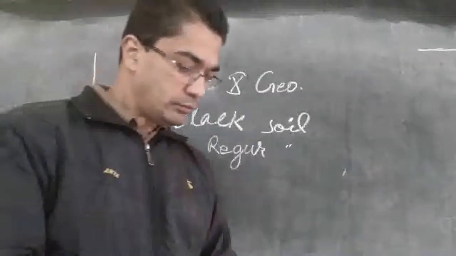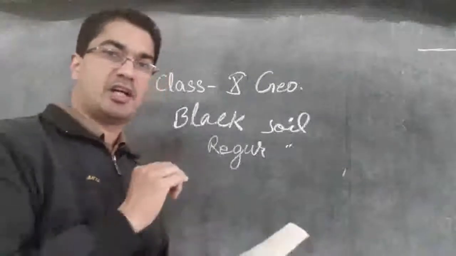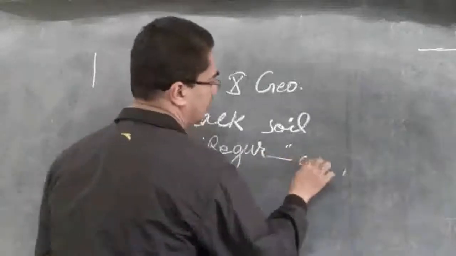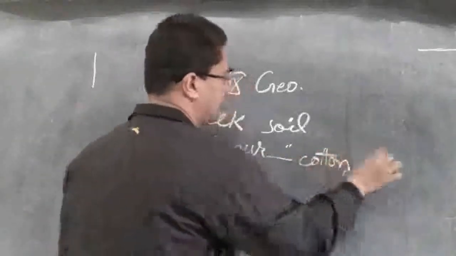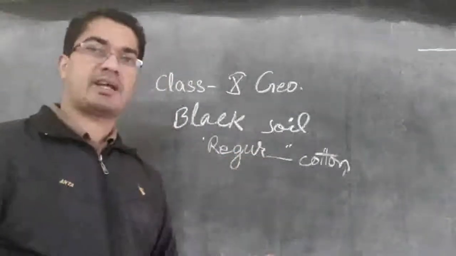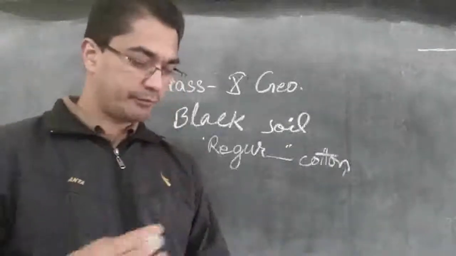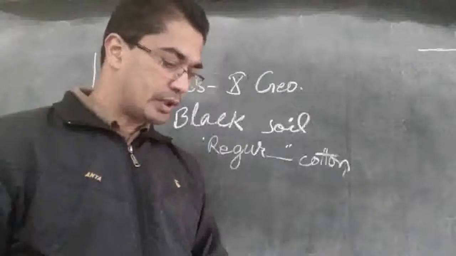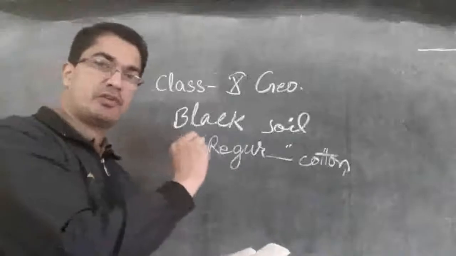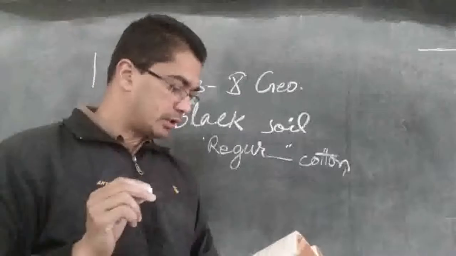And black soil is ideal for growing cotton. You can underline the importance of black soil. It is ideal for cotton. So if you want to cultivate cotton, then you must have regur soil or black soil. Then your cotton plants will grow very well and give good crops. It is also known as black cotton soil. Because this black soil is very good for growth of cotton, it is also known as black cotton soil.